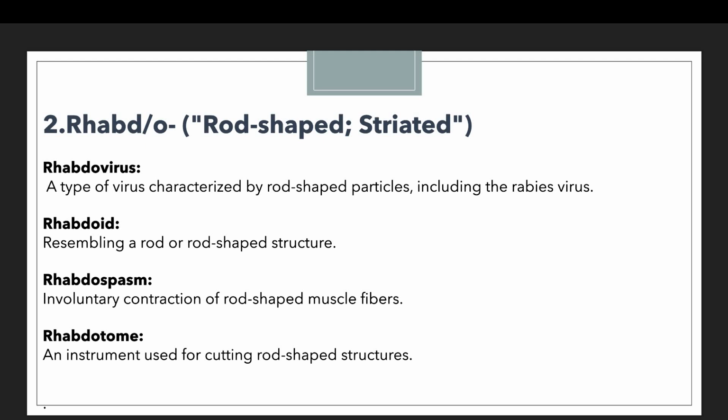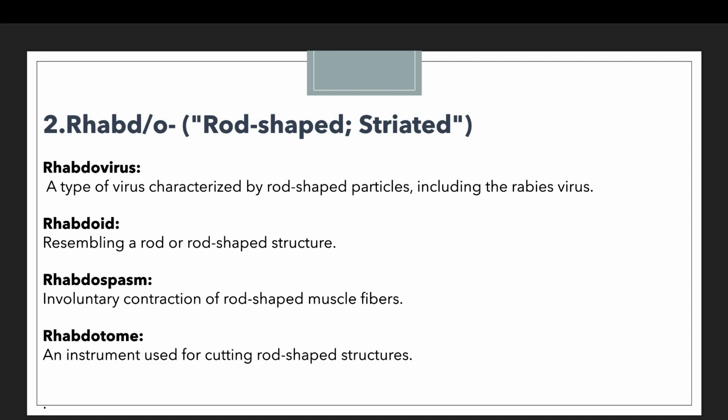Then at last we have another example for rhabdo, which is rhabdotome. Now what is rhabdotome? Rhabdotome is an instrument used for cutting rod shaped structures. Okay, so let's say for some treatment we are going to cut a rod shaped structure for any kind of ectomy, then in that case we will use the instrument which is rhabdotome, which is nothing but an instrument used for cutting rod shaped structures. Okay, so these are the examples which we used in terms of the rhabdo prefix.